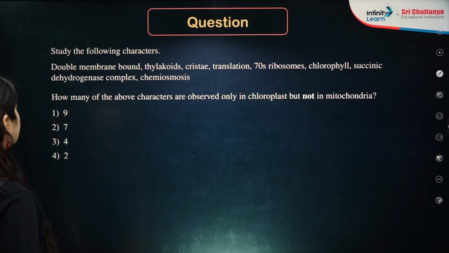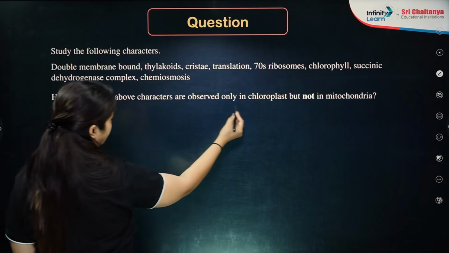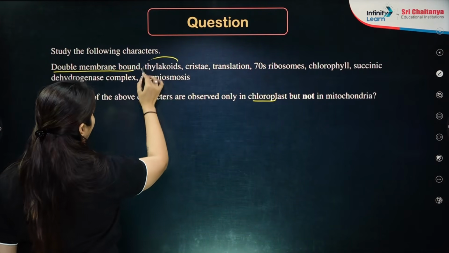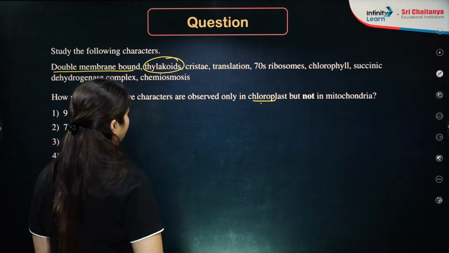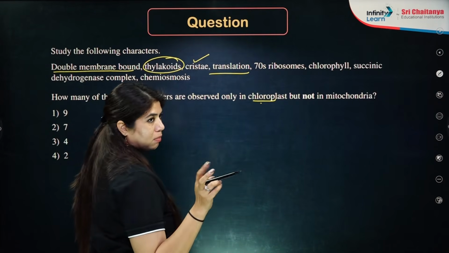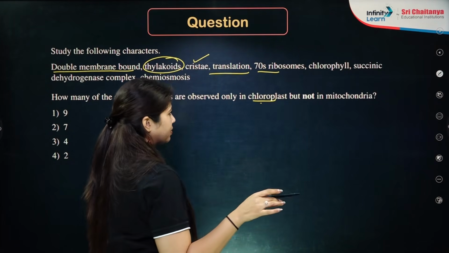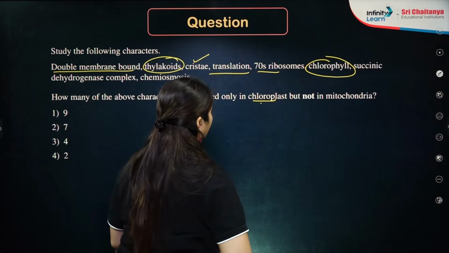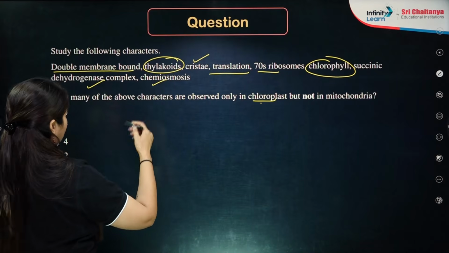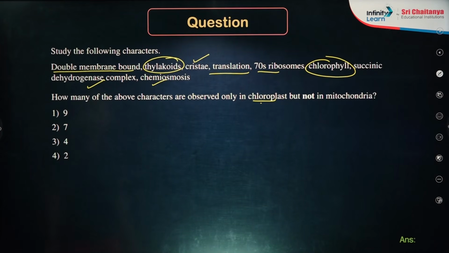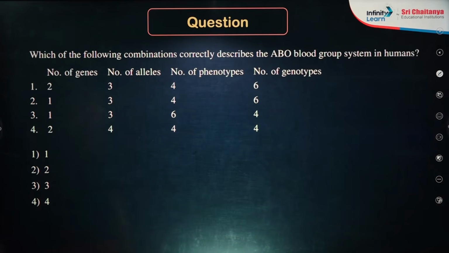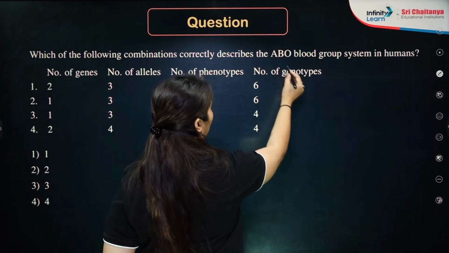Study the following characters and say how many of the above are observed only in chloroplast, not in mitochondria. Double membrane, both of them have. Thylakoid, only in chloroplast. Cristae, only in mitochondria. Translation, both are capable of doing. 70S ribosomes, both have. Chlorophyll is specific to chloroplast. Succinic dehydrogenase complex and chemiosmosis are common. So thylakoid and chlorophyll are specific to chloroplast. So 2 features.